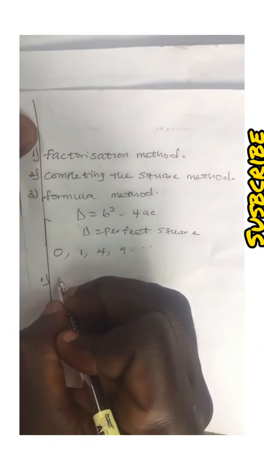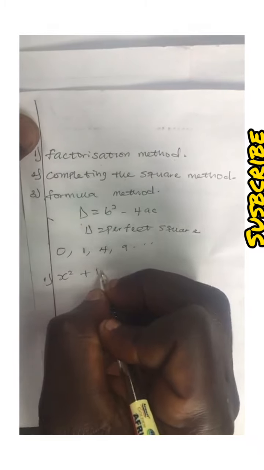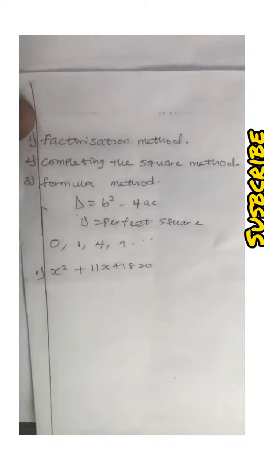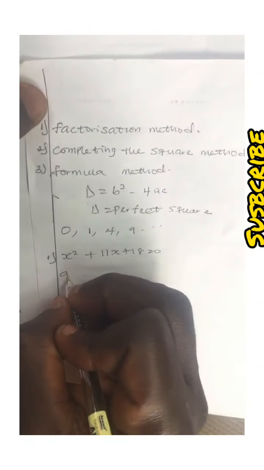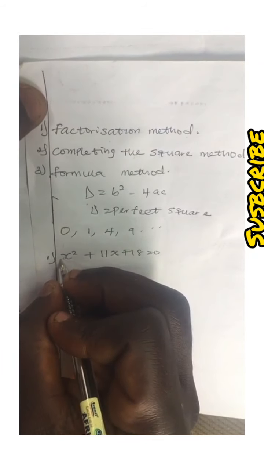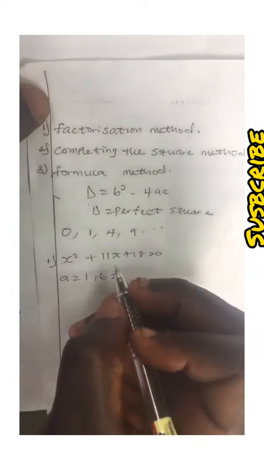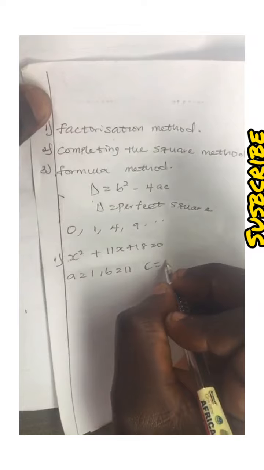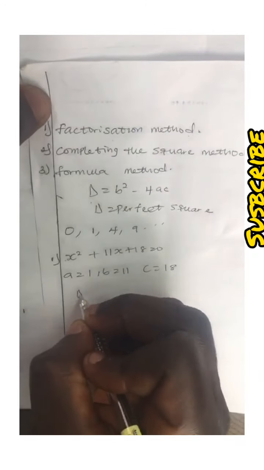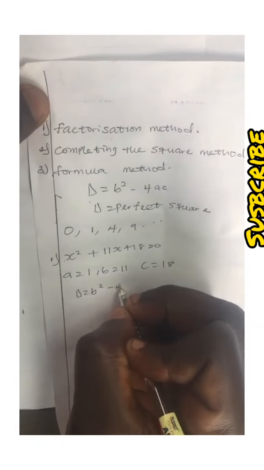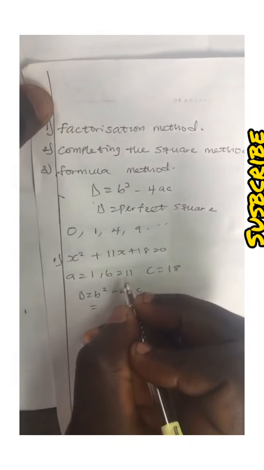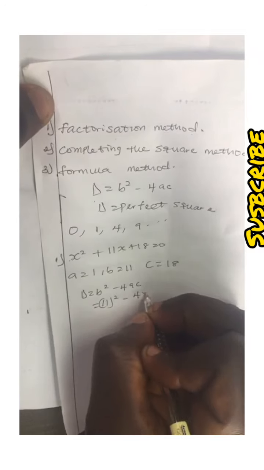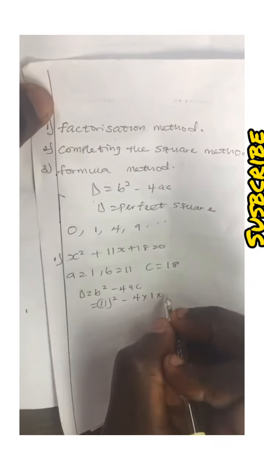Example 1. x squared plus 11x plus 18 is equal to 0. The first thing to do is to label it. A is equal to 1, the coefficient of x squared. B is equal to the coefficient of x, which is 11. And C is equal to 18. Now, D is equal to B squared minus 4AC. The value of B is 11. 11 squared minus 4 times A, which is 1, and C, which is 18.